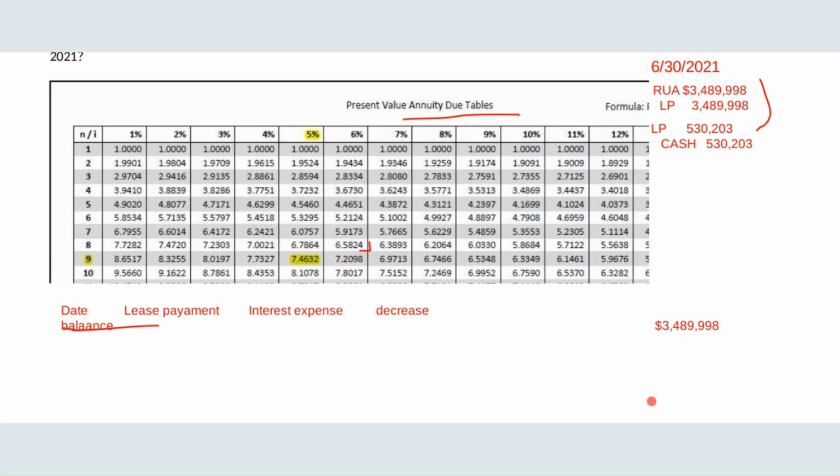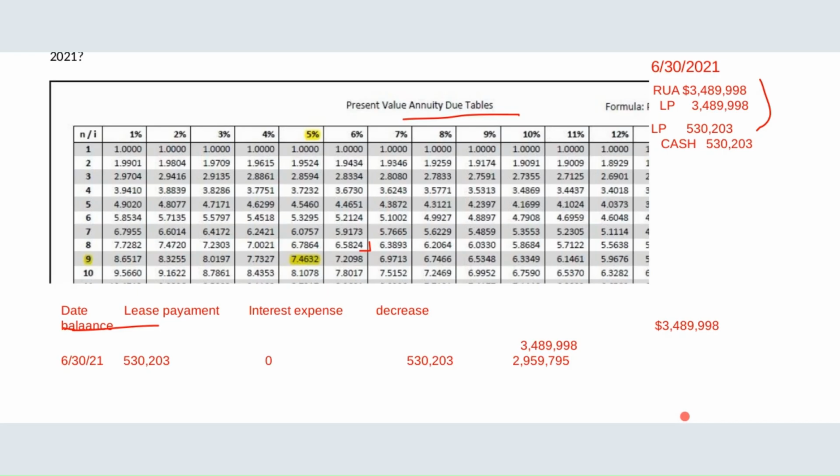So we said June 30, 21, lease payment of 530,203. There was no interest because no time lapsed. So it's whole decrease 530,203. And so the balance will be minus 530,203, giving 2,959,795. Yes. Can someone make sure that this is okay?